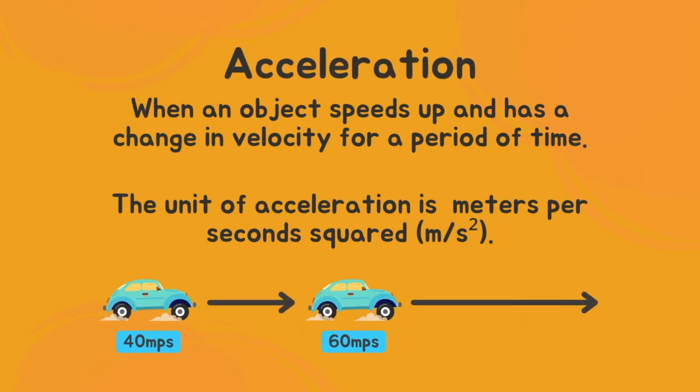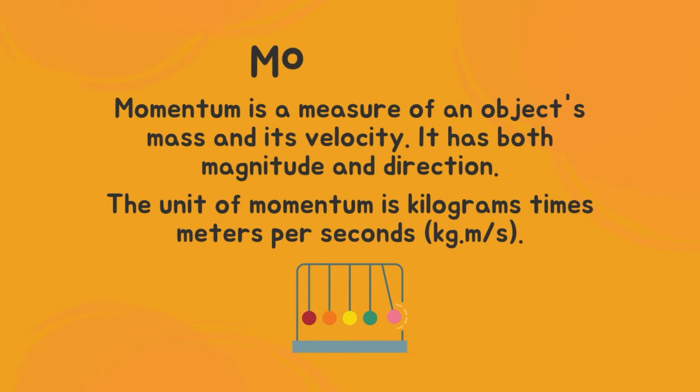Then there is acceleration. When an object speeds up and has a change in velocity by a period of time, it is said to be accelerating. The unit of acceleration is commonly meters per second squared. Momentum. Momentum is a measure of an object's mass and its velocity. It is a vector quantity similar to acceleration, since it has both magnitude and direction. An object's mass is usually measured in kilograms. The unit of momentum is kilograms times meters per second.